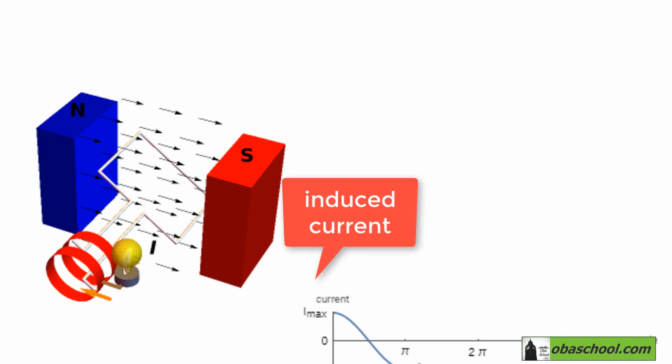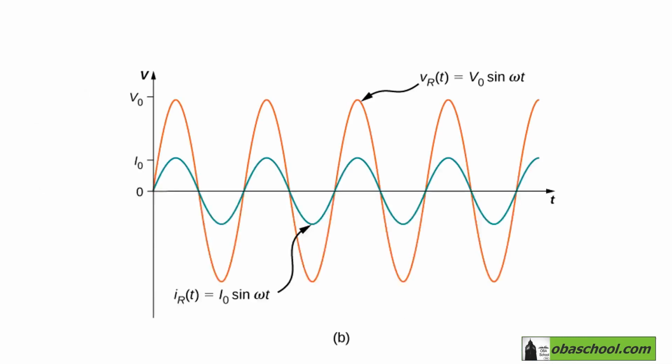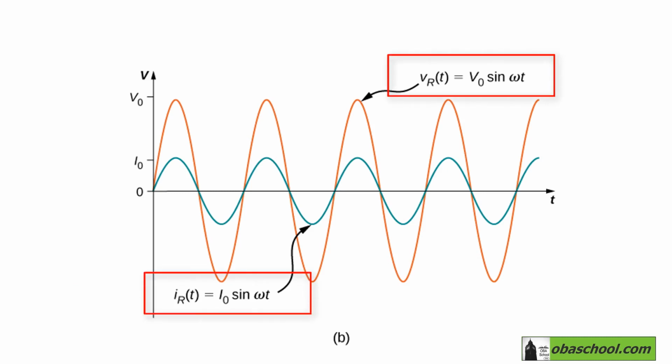And it is at its greatest, so it reaches a maximum value, I max. For an alternating current generator, the electric current inverts its direction each half spin, as shown in the figure. Here the graph shows the values of V and I against time.